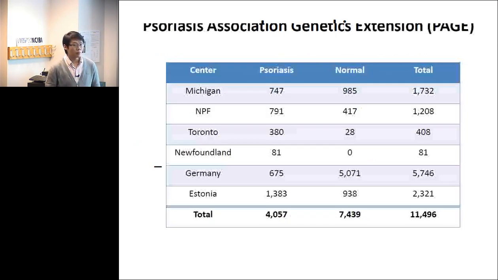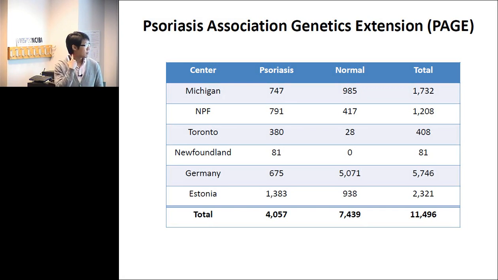By using Immunochip, and coordinating with a few other centers, we have genotyped over 10,000 individuals. And we formed this consortium called the Psoriasis Association Genetics Extension. Among these 11,000 genotyped individuals, over 4,000 have psoriasis. And among those genotyped individuals, around 1,700 are patients or controls in the.